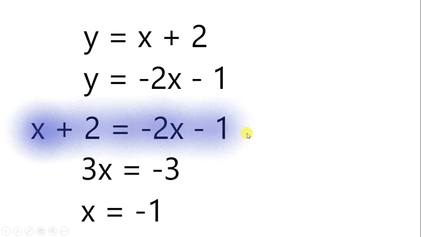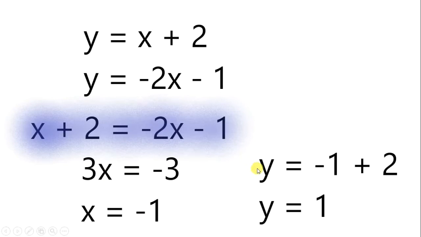Now we have x, we can solve for y. Let's substitute negative 1 for x in the first equation, becoming y is equal to negative 1 plus 2. Simplifying becomes y is equal to 1. This time the answer is also negative 1, 1.